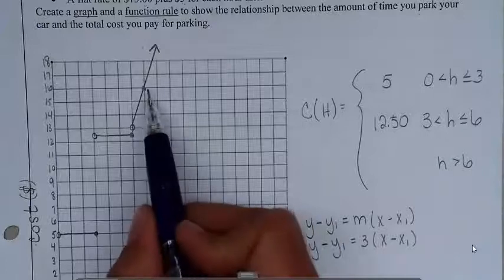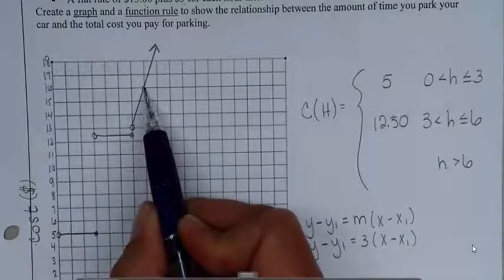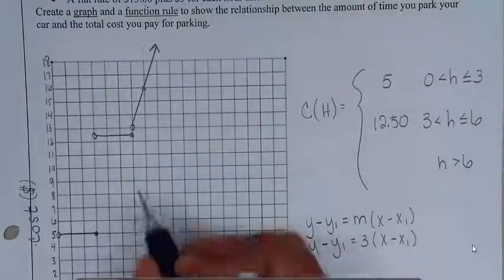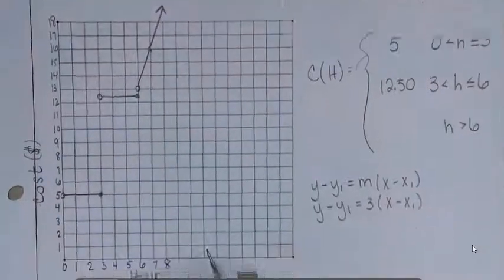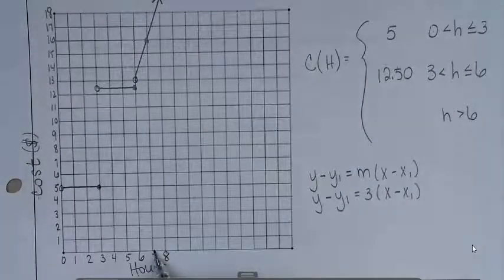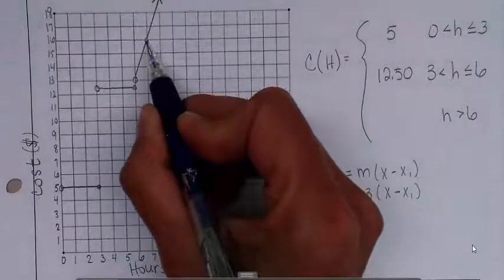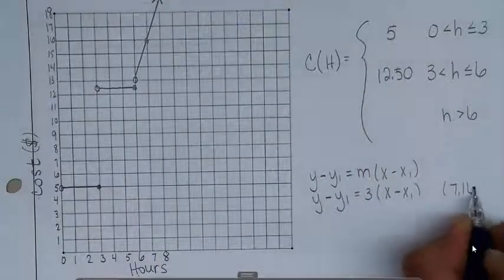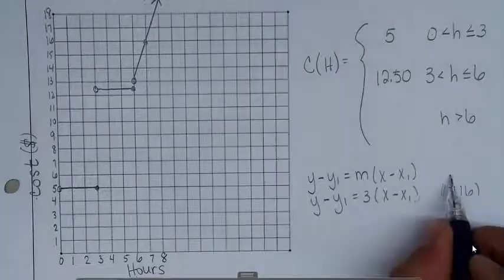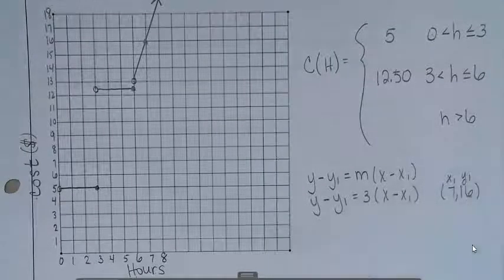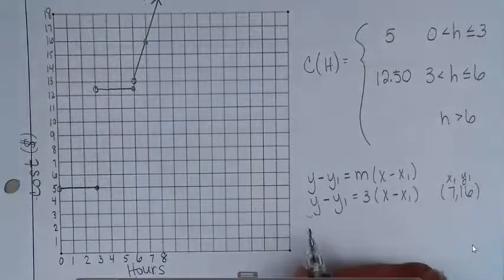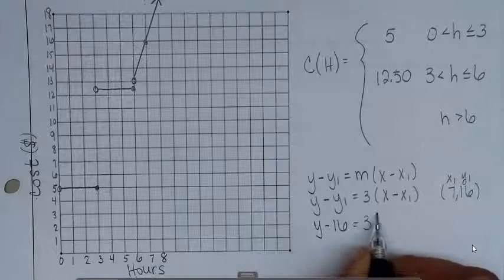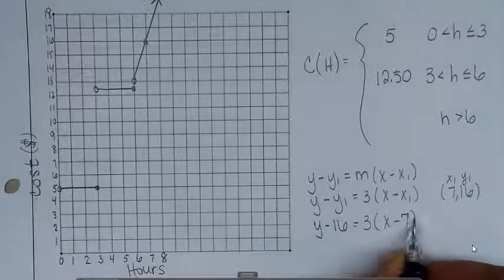And the point that I came up with by using that was 16. So I'm going to go ahead and this is 7, 16, right? So that point right there is at 7 hours, I pay $16. Okay, so I'm going to use the point 7, 16. So this is going to be my x1, this is going to be my y1. All right, so y minus 16 equals 3 times x minus 7.